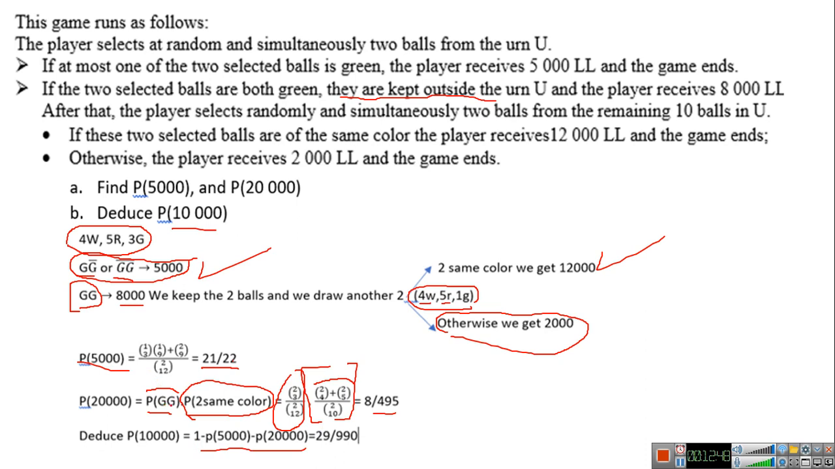So it will be P of green, green times P of two different colors. But if I want different colors, I want to take here one white, one red, meaning 1 out of 4, 1 out of 5, plus 1 out of 4, 1 out of 1, plus 1 out of 5, 1 out of 1, over 2 out of 10. Instead of doing all of that, because this is the 100%, I have the P of 5,000, I have the P of 20,000, and only one choice remains. So I do 1 minus these two.